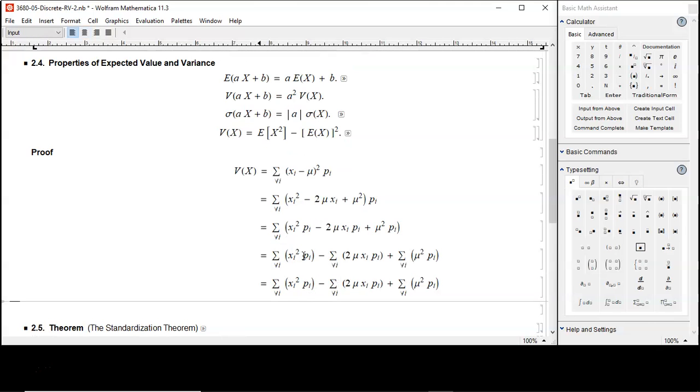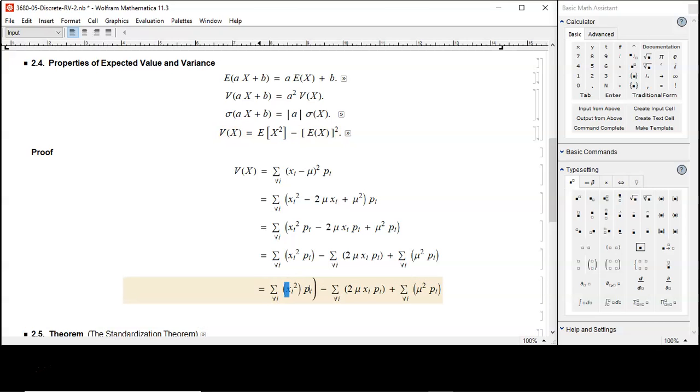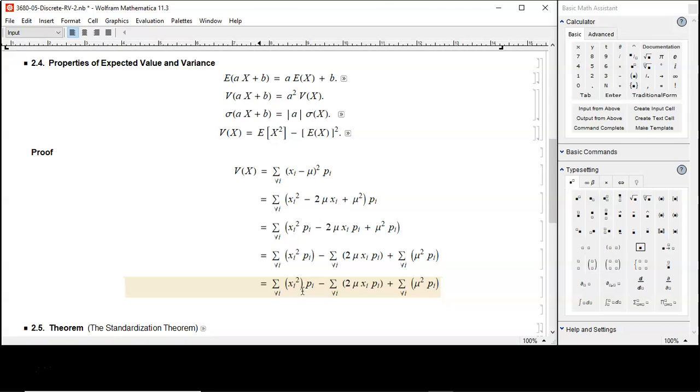Now the first expression here, what is this? This is nothing more than expected value of xi squared. You see, it's nothing more than this times pi, and here, it's just x squared. So this whole thing here is expected value. Let's keep it at that. And now let's work this one out.